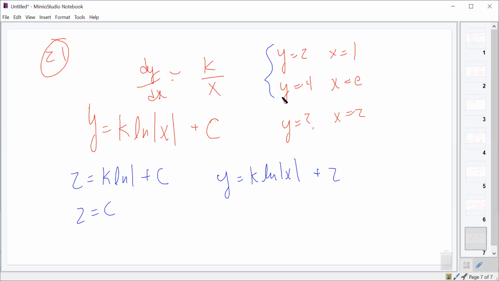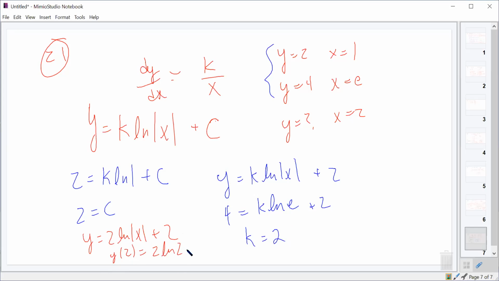And we're going to plug in y equals 4, x equals e. And what does that give us? That gives us that k is also 2. So our equation ends up being y equals 2 ln absolute value x plus 2. When x is 2, we get 2 ln 2 plus 2. And that is not one of the answer choices.